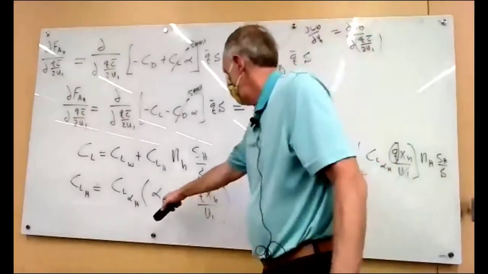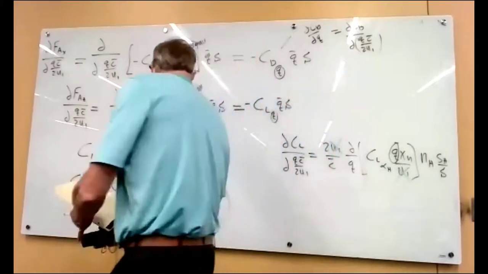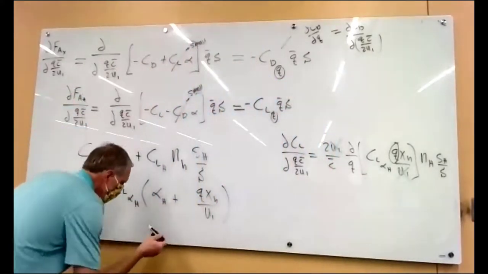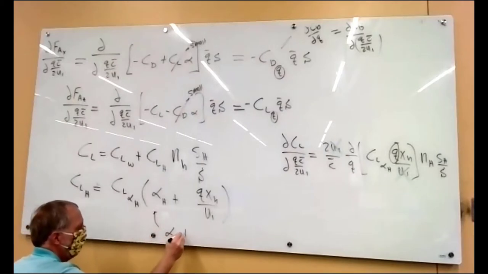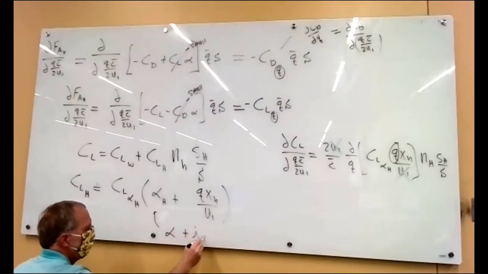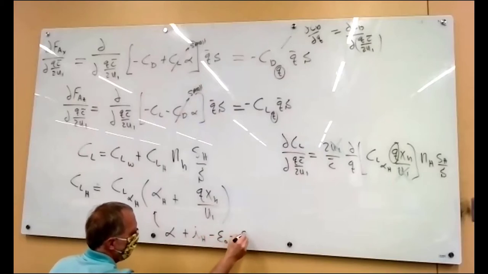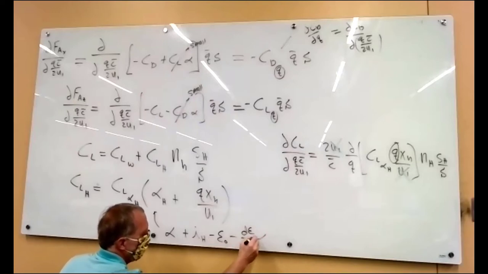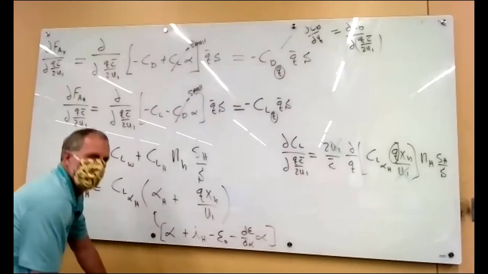Like this? Yeah, that's all in here, right? So if we wrote alpha H, that's alpha plus IH minus epsilon 0 minus D epsilon D alpha. Is this showing on the screen, by the way? Right, so that all goes in there.